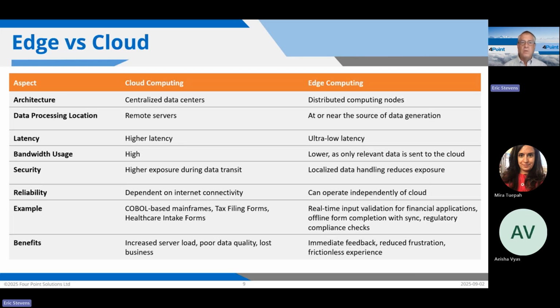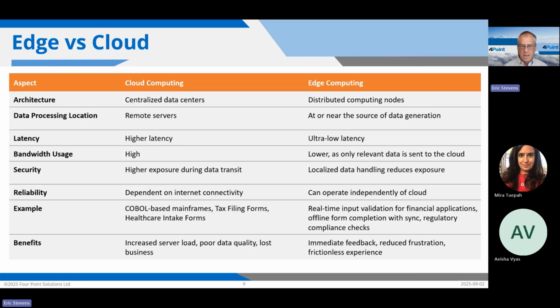The other thing is you may be able to set up edge computing where it operates independently of your cloud environments, where you can pass data back in a manner that makes sense for the cloud environment. Those mainframe scenarios where it has to be more batch oriented, all of those kinds of things. So real-time validation for financial applications, online forms with syncing, regulatory compliance checks. Did they fill out everything that they need? Did we capture all of that data? And the real benefits are immediate feedback, reduced frustration, just a better user experience around the whole thing. And so that's the focus that we want on edge versus cloud.